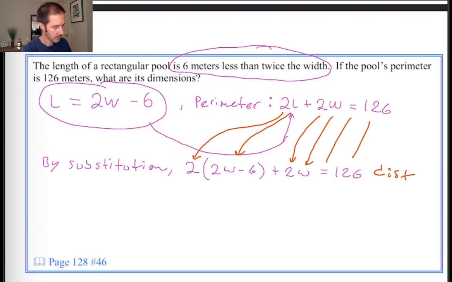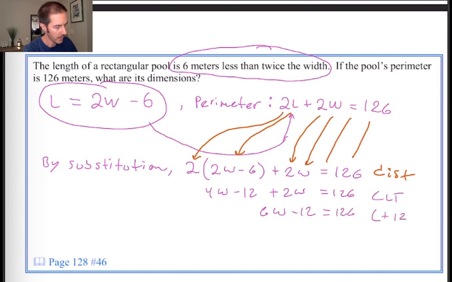I'm going to distribute, which gives me 4W minus 12 plus 2W equals 126. Combine like terms on the left-hand side gives me 6W minus 12 equals the 126. We'll add 12 to both sides as we isolate the variable. Divide both sides by 6 to totally isolate the W. And W is 23. And thankfully I chose good variable names, so I know that that's the width.